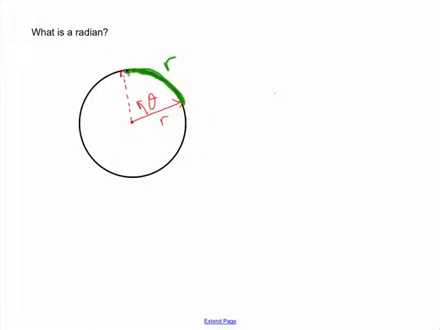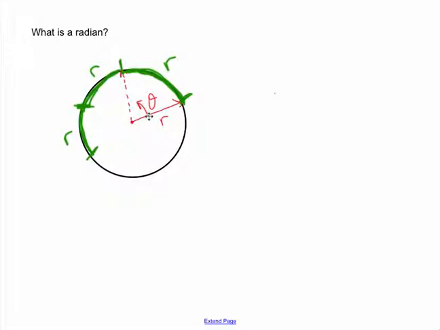Okay? So 1 radian is defined as the angle associated with sweeping out 1 radius worth of arc length. That's actually a little bit big. 2 radians would be what you get when you sweep out 2 radii. And then we can get into 3 radians, or 1 radius, 2 radius, 3 radius.